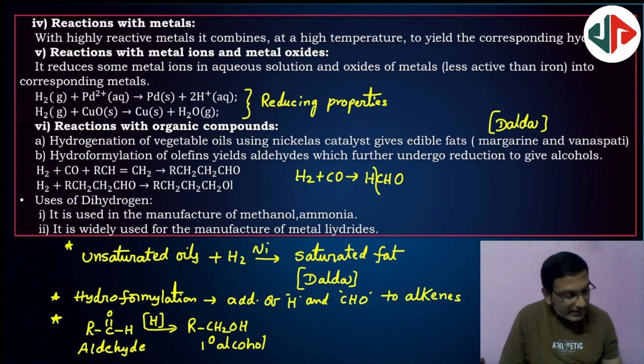Next, uses of hydrogen. It is used in manufacture of methanol and ammonia. Methanol means methyl alcohol or wood alcohol. Next, used in manufacture of metal hydrates. That means hydrogen can react with s-block elements, p-block elements and d-block elements to form corresponding hydrates.